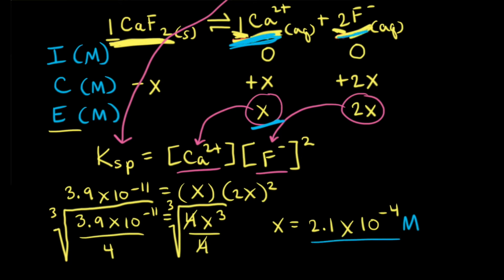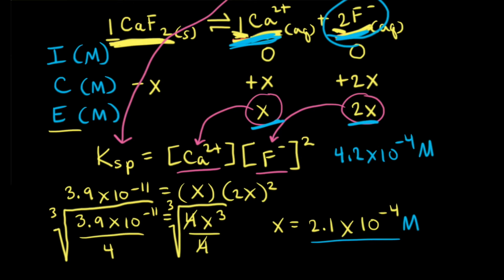For the fluoride anions, the equilibrium concentration is 2X. So 2 times 2.1 times 10 to the negative 4th is 4.2. Let me go ahead and write that down here. 4.2 times 10 to the negative 4th molar for the equilibrium concentration of fluoride anions.